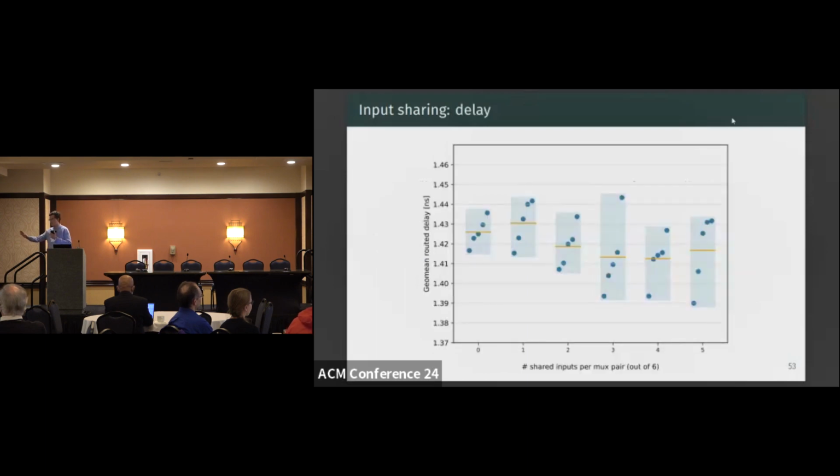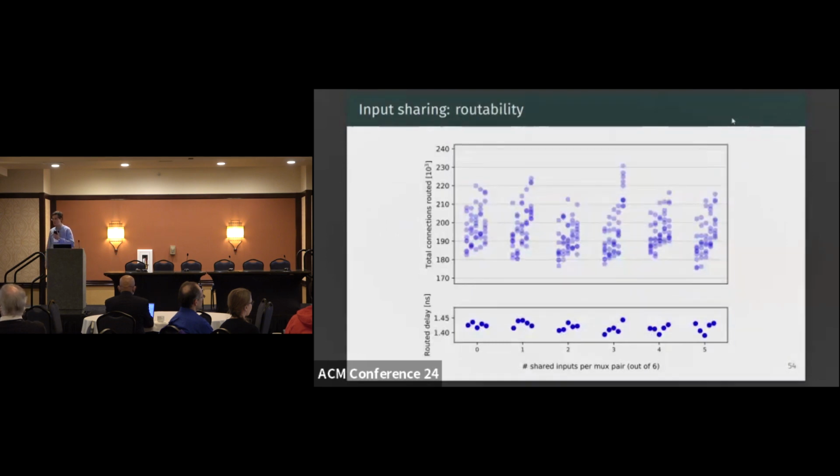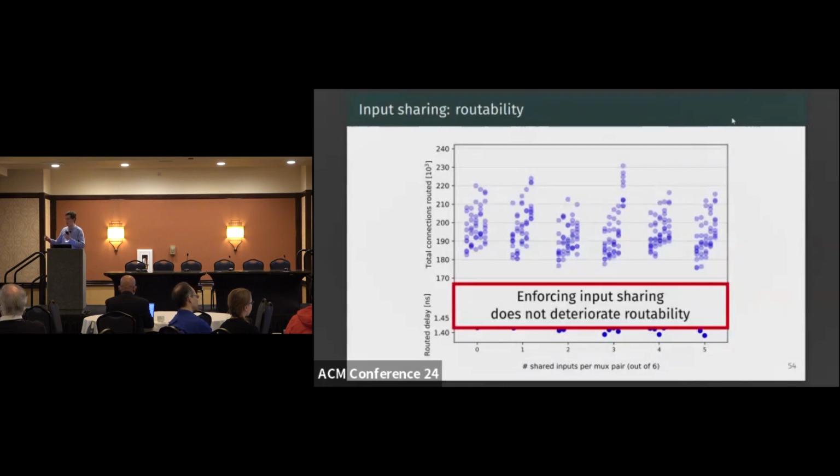We can see that as we increase the amount of sharing, there is a slight increase in performance. And what's important to note here is that we are not able to model the reduction in area and stacks, only in capacitance. So the actual benefits are probably better. And similarly for routability, we can see that it doesn't deteriorate routability. So summing these two up, it means that this is a beneficial technique to do.